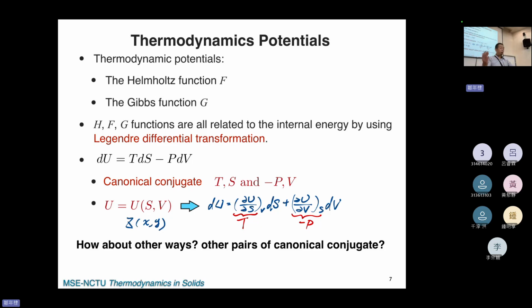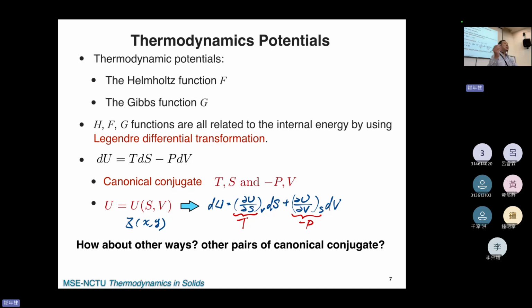You know that, right? So you see T minus P, okay, and S and V, S and V. So the canonical conjugate is actually the conjugate. Remember that this is kind of, you know, 互格怎么讲？Just conjugate, conjugate. So you can see that in different material.